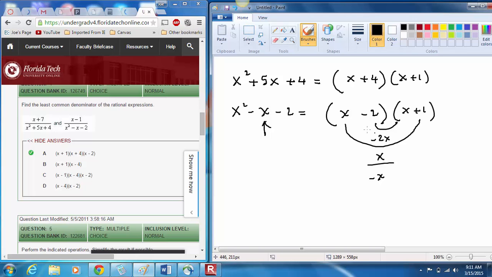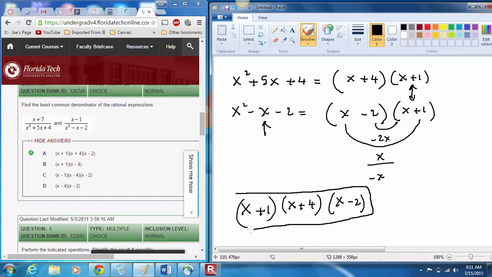Okay, so we're done factoring. Now we're going to compare. Since we have x plus 1 common among the two, we're going to take x plus 1 only one time. But since x plus 4 is not common, we've got to take x plus 4. And since x minus 2 is not common, we're going to take x minus 2. So this would be my lowest common denominator.